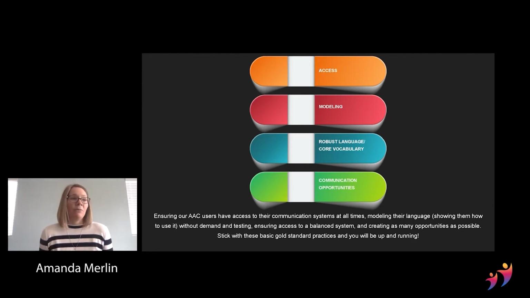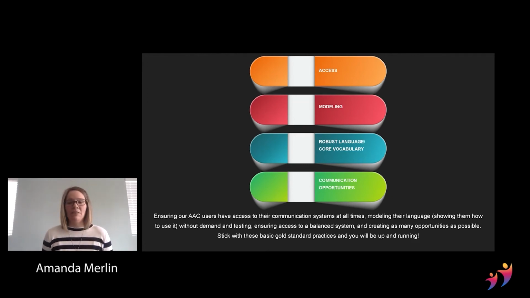We model the language. So babies hear us talking for a year before we expect a first word. Our AAC users need to see us using their language. They need to see us using their devices, sometimes for months before we get them to even pay attention to the device. We call that aided language input or modeling.